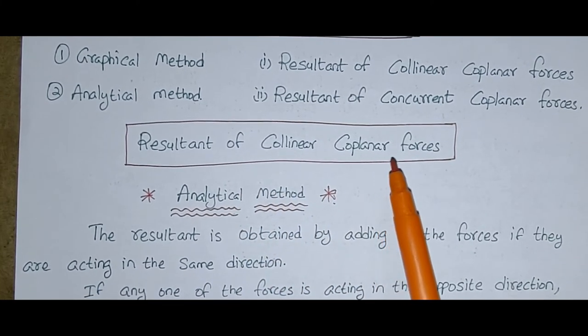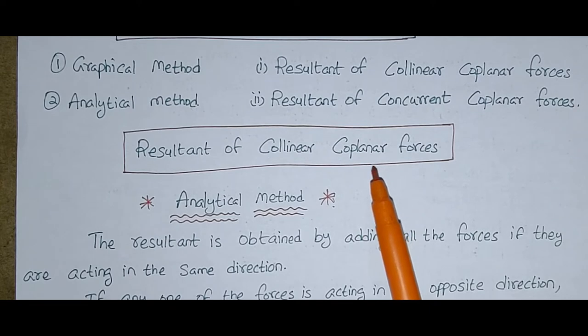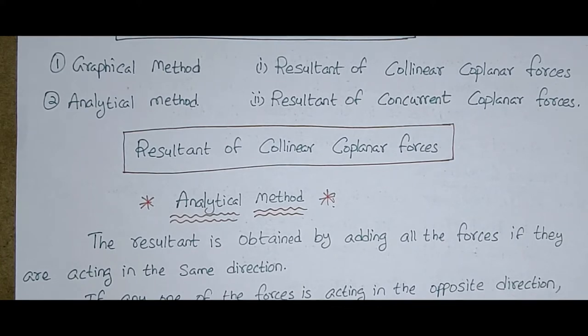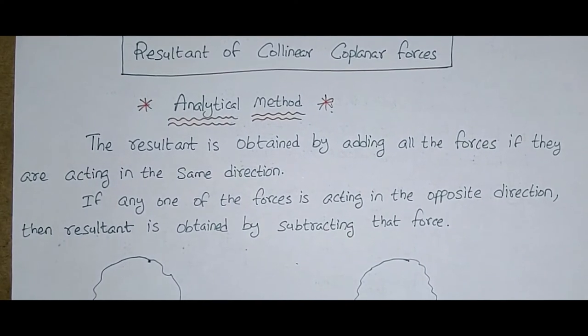Whatever question you get under the resultant of collinear coplanar forces, you have to show the resultant by two methods: one is the graphical method and the second is the analytical method. You will get the same values under both the graphical method and the analytical method. Now we will understand both, starting with the analytical method.